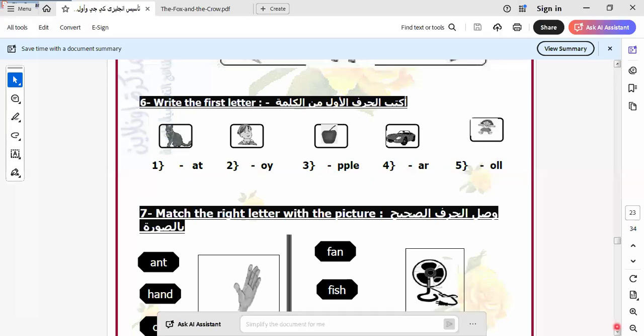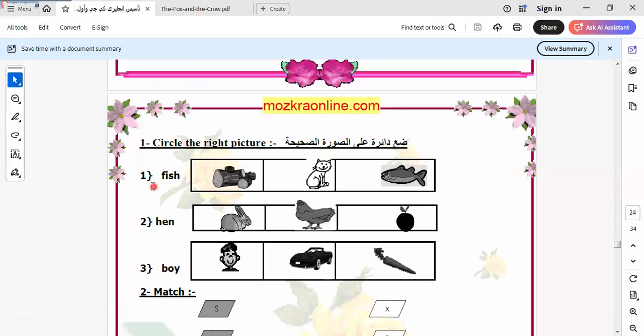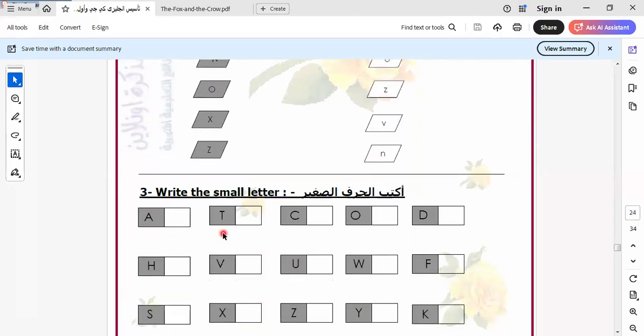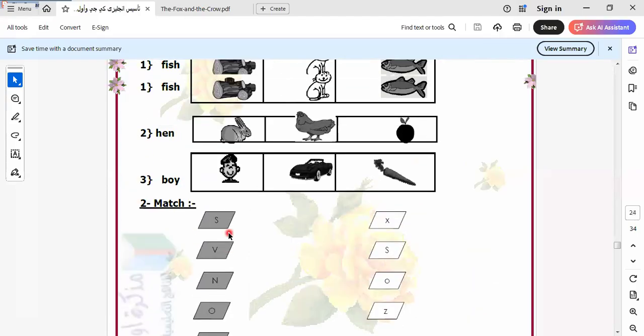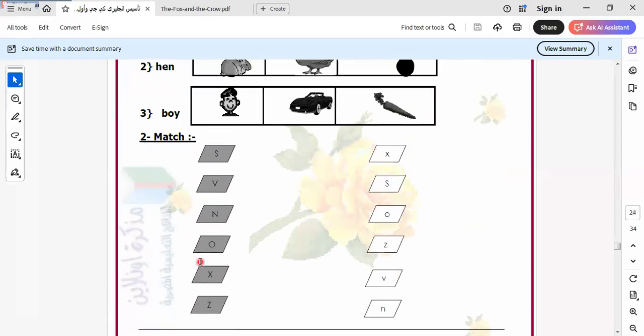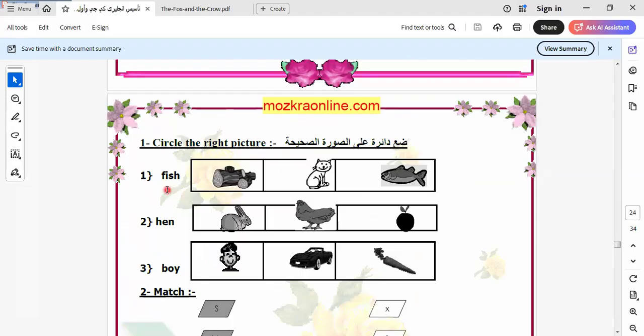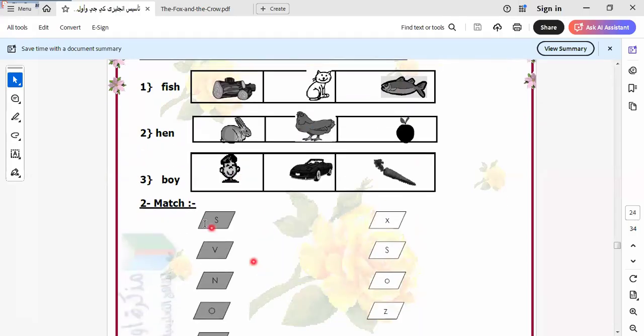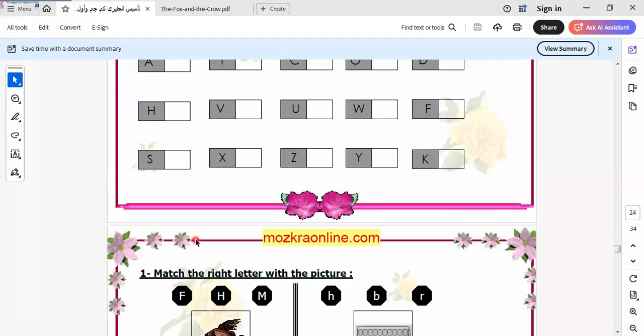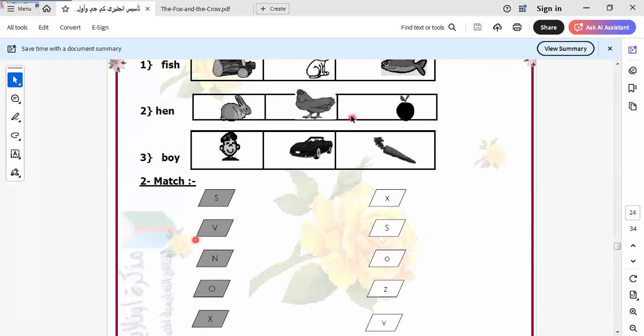Because I would like to go to the story today. Okay, I will leave this one to do by yourself. Okay, the two questions here, I will leave to you to do by yourself. I answered the same before. Here is fish. Which one is fish? This one. Hen in the middle. Boy. This one. Okay. Question number 2 and question number 3 will be homework. I will leave it to you to do by yourself as homework.